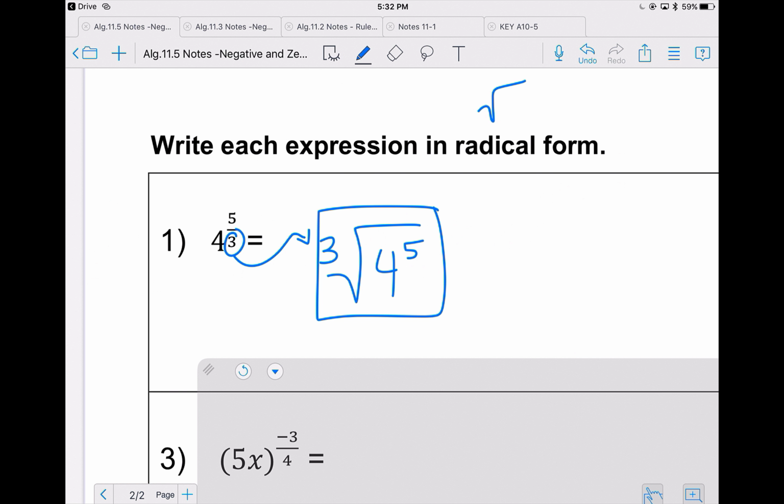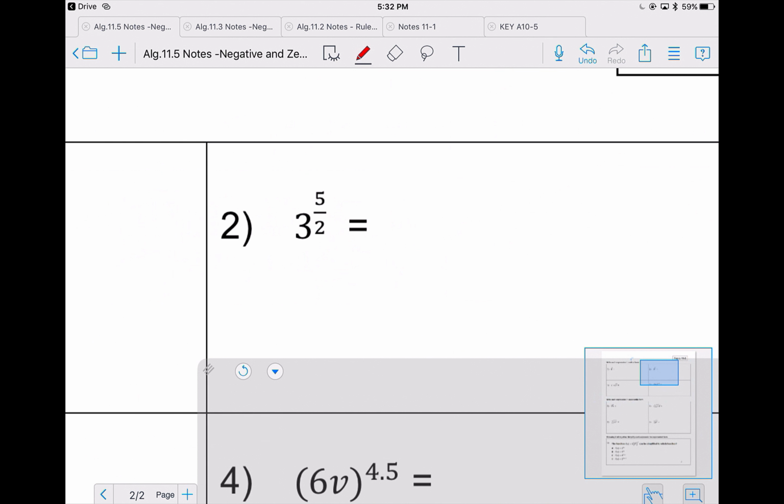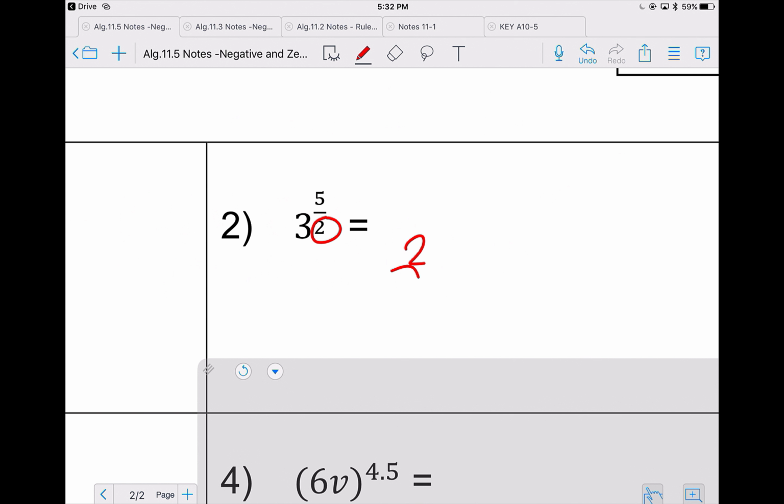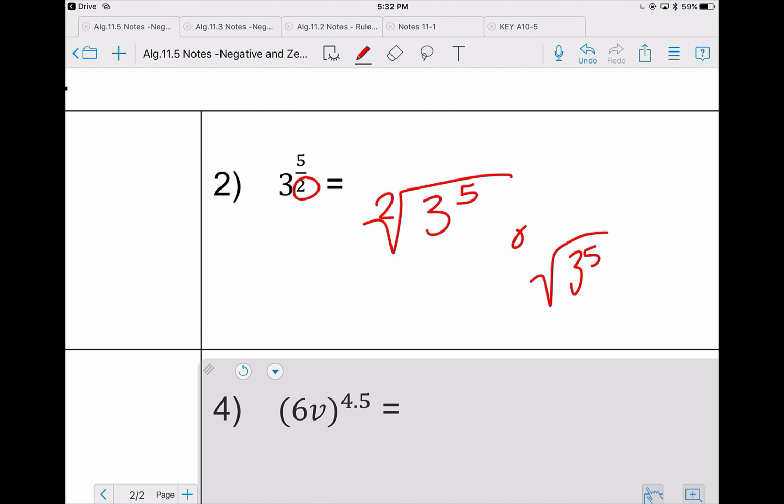It does matter how far you put that bar out. It does need to cover that whole thing, so make sure you are very careful you're not writing too sloppy. 2 goes on the outside, 3 to the 5th goes on the inside. Now, this is just a quick note. A square root is normally to the power of 2. So if you wrote it without putting the 2, that would be acceptable as well.